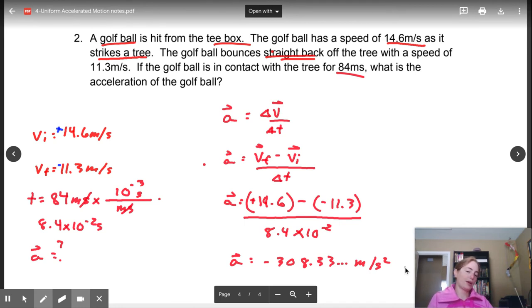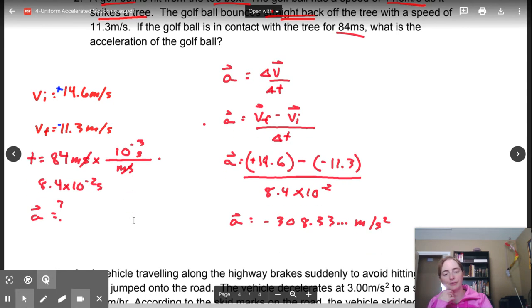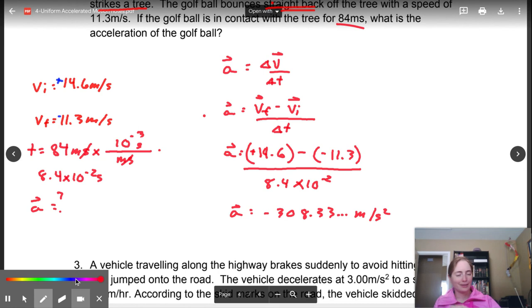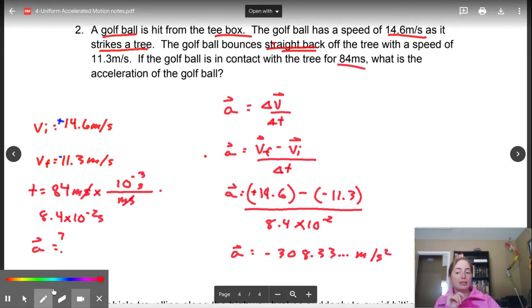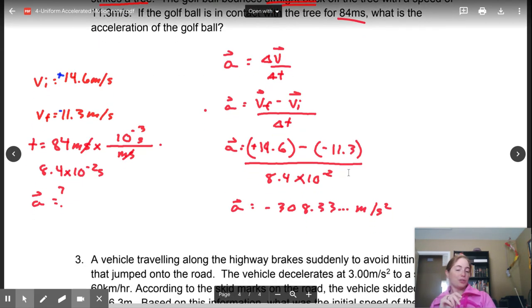Okay, so we need to now put this value into sig digs and units and direction. Let's see what we got for sig digs. Well, I've got 3 sig digs here, and 3 sig digs here, and 2 here. That means my number must be in 2 sig digs. I need to round that number. Well, this one's going to be a bit trickier because I've got 3 digits outside that decimal. So that means, ladies and gentlemen, I have to put it in scientific notation.